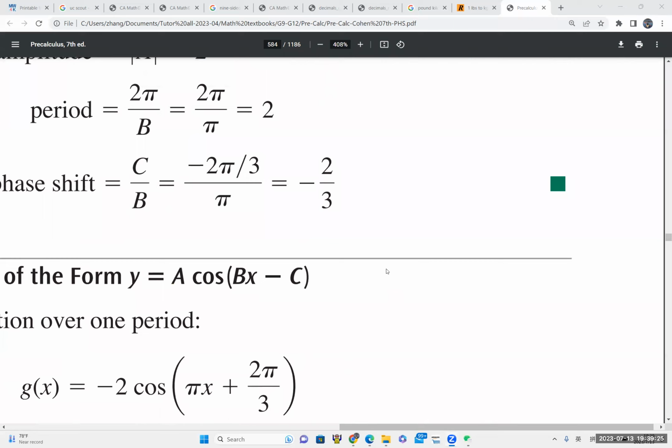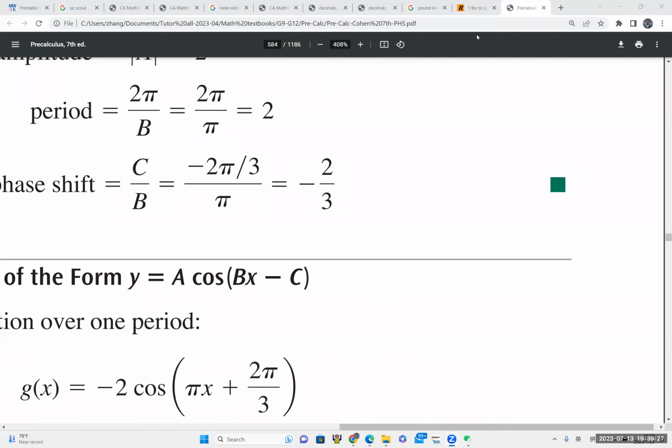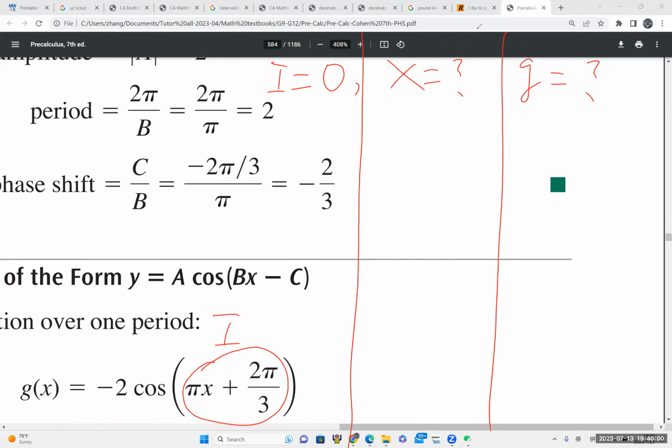Yeah, we'll not see what it did. Now let's do, think about this. Let me call it just input, so I just call it I, okay? So go to calculator: when I equal to 0, then x equal to what? Then g equal to what? All right, let's make a table.